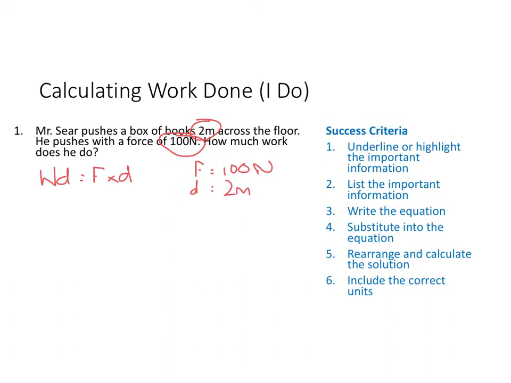We've underlined or highlighted, we've listed the important information, and we've written the equation. Substitute into the equation, so I'm just going to put equals 100 times 2. Rearrange and calculate. I don't need to rearrange, I can just calculate, and I know that 2 times 100 is 200. Finally, I need to use the correct units. It's work done, so we know that is in joules.